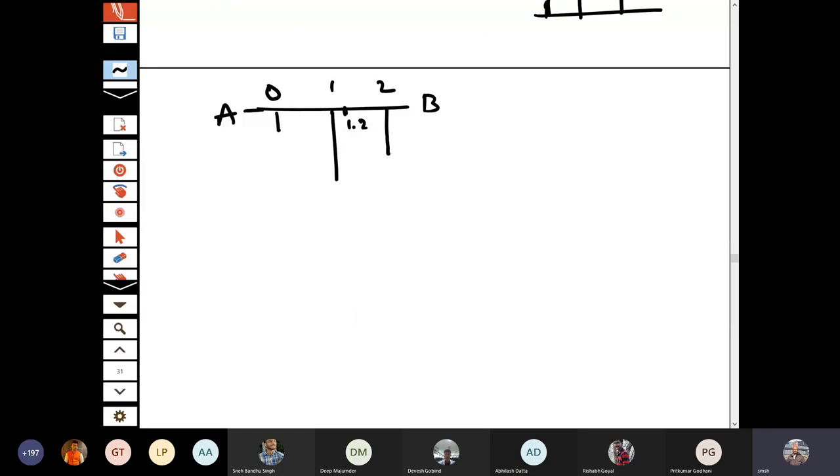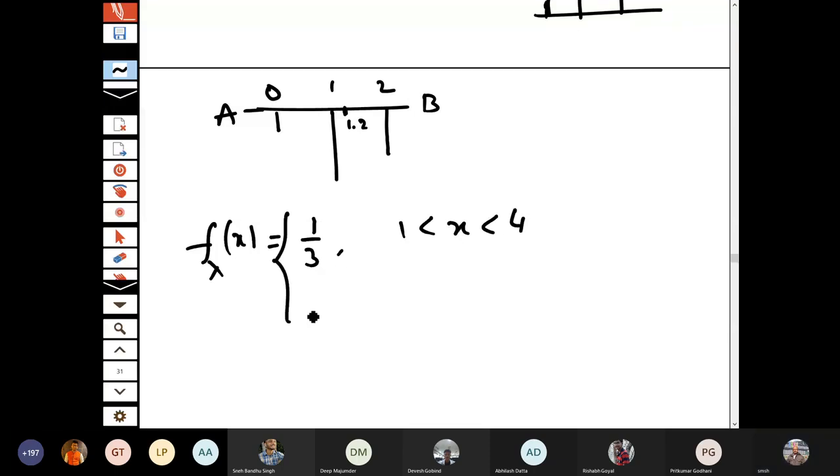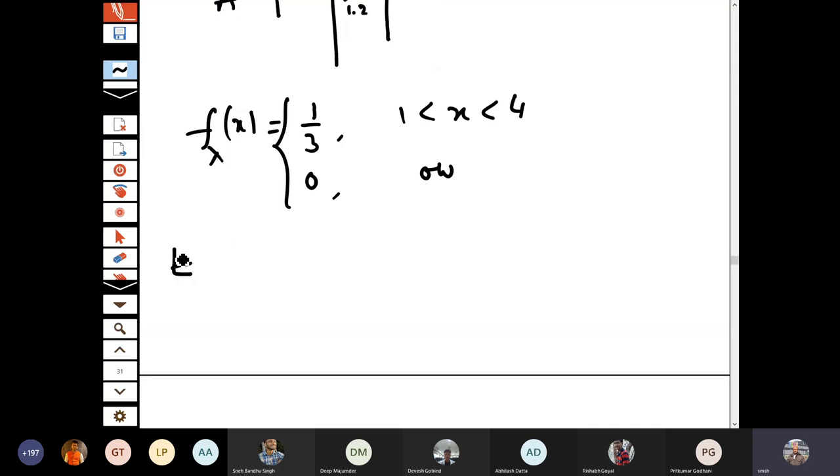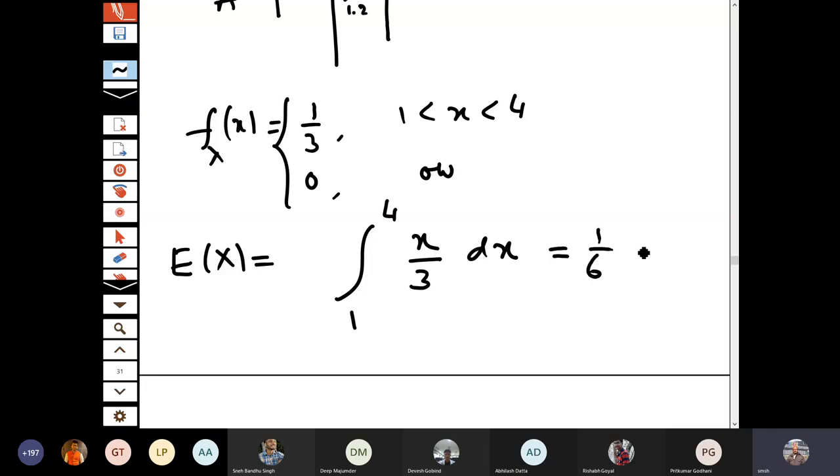Let us take the continuous case also. In the continuous case, say fx is equal to 1 by 3 for 1 less than x less than 4, and 0 otherwise. Okay, so expectation of x will become integral x fx over 1 to 4. So that will become 1 by 6, and then you have 16 minus 1. So that is becoming 15 by 6, that is 5 by 2.